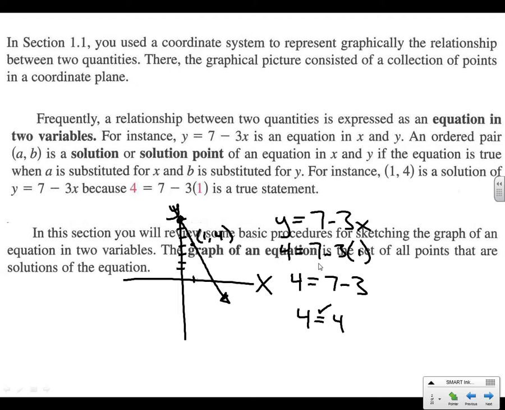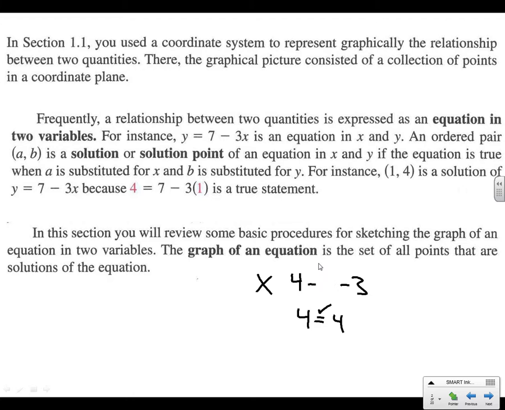All right. So in this section, we're going to talk about those sort of things. Get this out of the way. So we're going to review some procedures for sketching graphs, and we're going to talk about symmetry and things like that. So let's get started and see what we can learn.